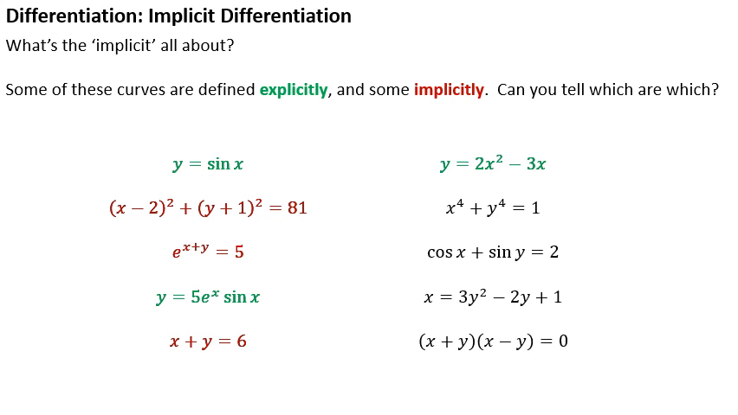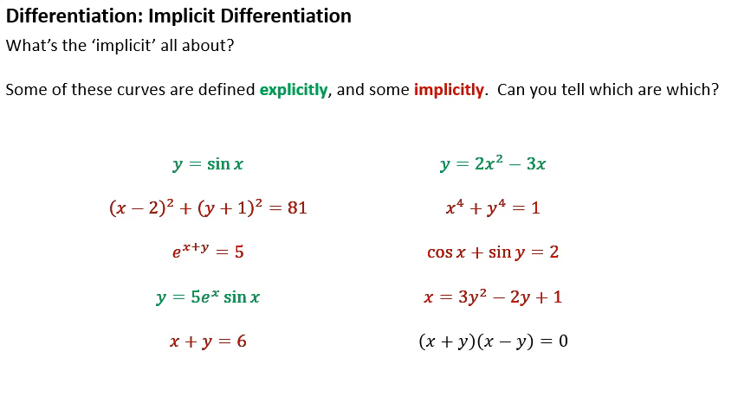We have explicit, y is a function of x. Implicit, x and y mixed together, so there's a function involving both of them. The next one is also implicit because we've got cos x and sine y. It doesn't say y equals, it has a function involving x and y.